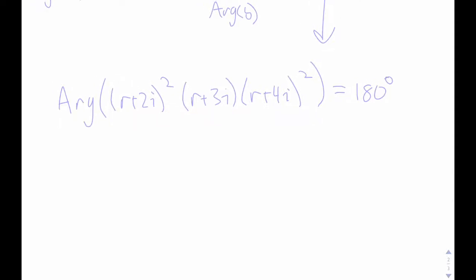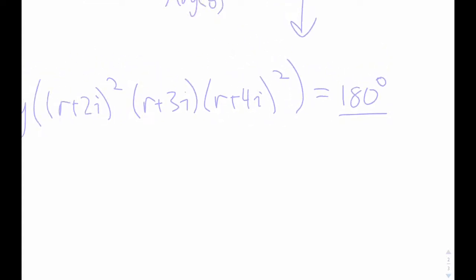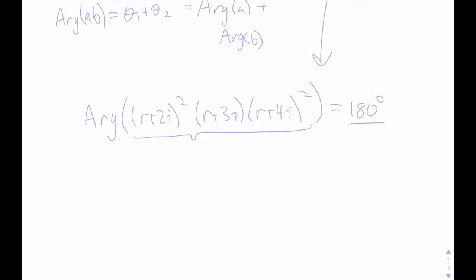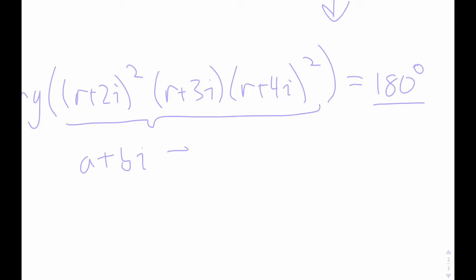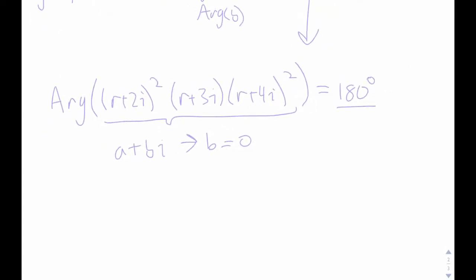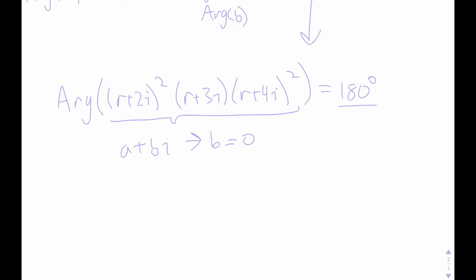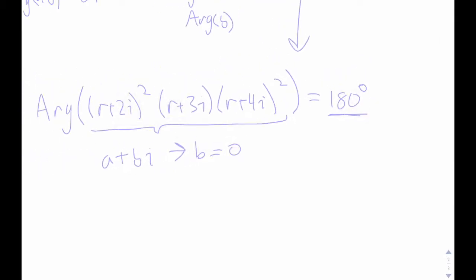And now, once we're here, it becomes a lot more clear how exactly we're going to go about finding r. Because, as I mentioned earlier, the only way for the argument of this complex number to equal 180 degrees is if this complex number is entirely real. That is, when we write this complex number in the form a plus bi, we must have that b is equal to 0, because if b is non-zero, then the argument can't be 180 degrees. So all that remains is to expand this product and make sure that all the terms with i cancel out.